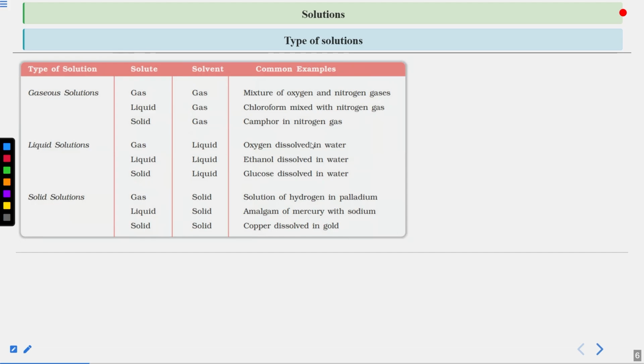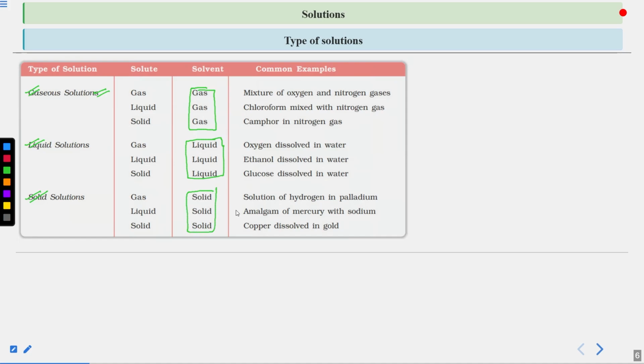Now we will see various types of solution depending upon their states. First one is gaseous, second is liquid solution, and third one is solid solution. Now I have told you in the start that the state of the solution is mostly decided by the solvent, and as you can see here, if your solvent is gas in these three cases, then your state of solution is also gaseous. Similar to that, if the solvent state is liquid, our solution is in the liquid state, and if our solvent state is solid, our solution is in the solid state.